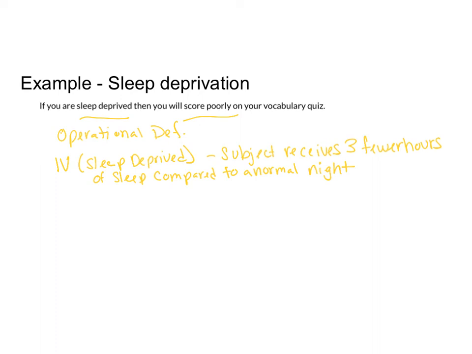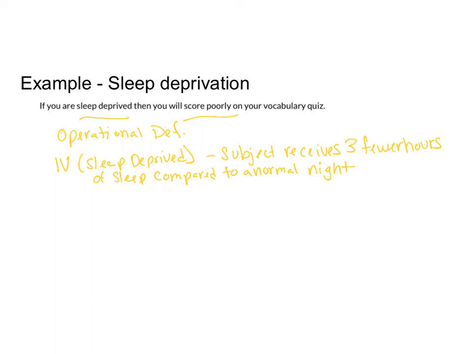Because now what I'm going to say to them is, tell me on average how many hours of sleep you get per night. And if they say 6, then I know, okay, I need you to get 3 hours of sleep per night. Or if they come back and say 9, I say, okay, you have to get 6 hours of sleep per night. So now I know what sleep deprivation means.